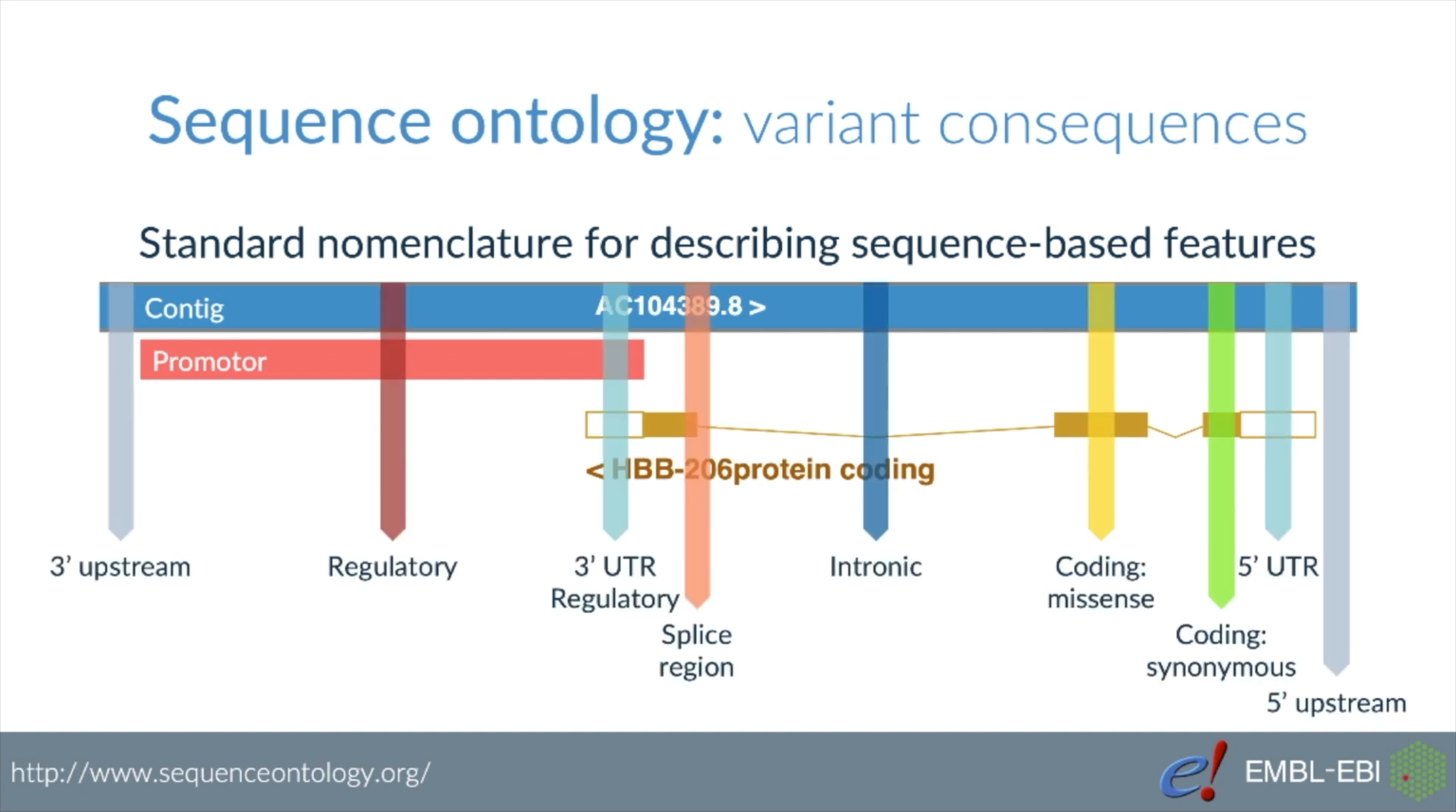So variant consequence is classified based on where in the gene or genome the variant falls. So you can see here, for example, we have a variant falling in a promoter. It's going to be classified as a regulatory region variant. But there are some variants which might have multiple consequences, like for example, this variant over here, which falls both in the promoter but also in the 3' UTR. And you can see all those consequences are color-coded.